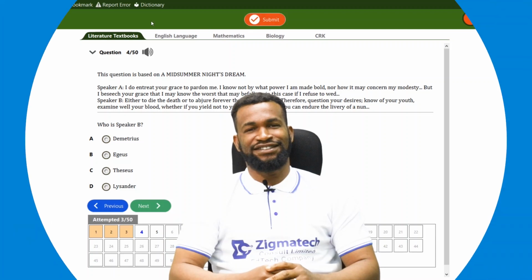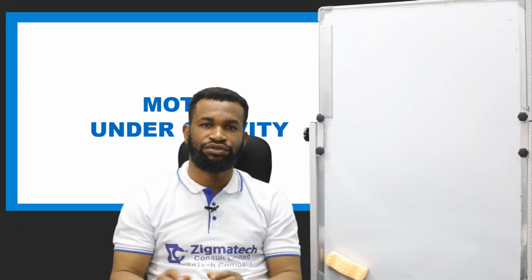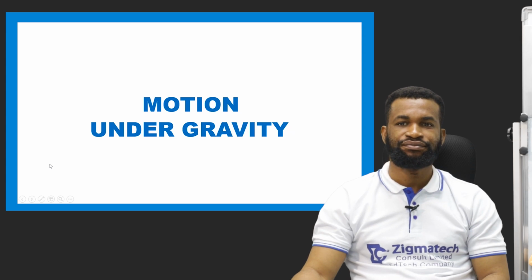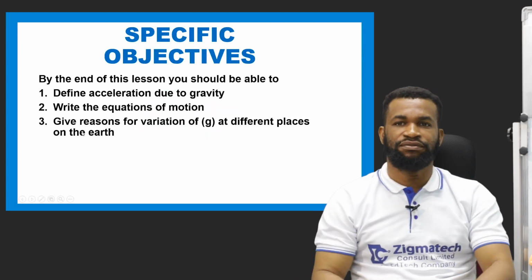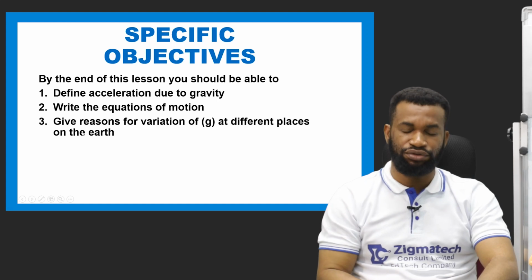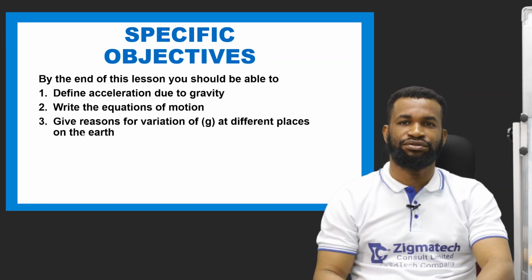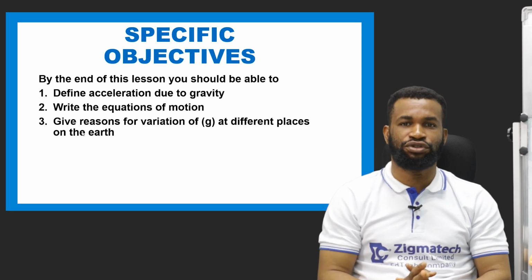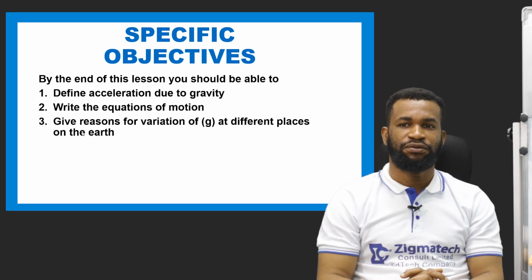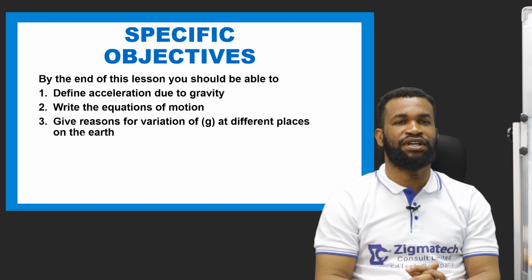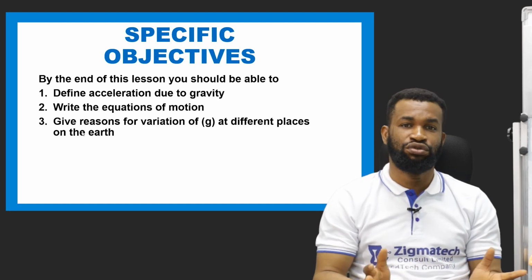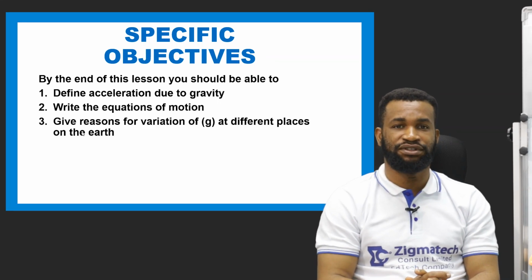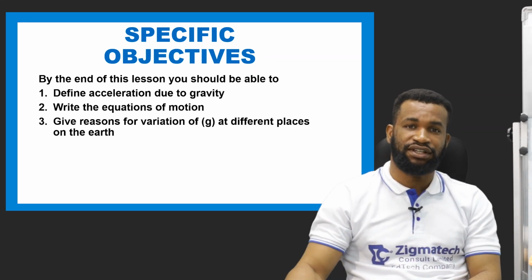Okay, let's get started. Welcome to physics class, and today we are going to learn motion under gravity. By the end of this lesson, you should be able to define acceleration due to gravity, write the equations of motion, give reasons for variation of g at different places of the earth, and also do a few more calculations relating to motion under gravity. Are you ready? Let's get started.